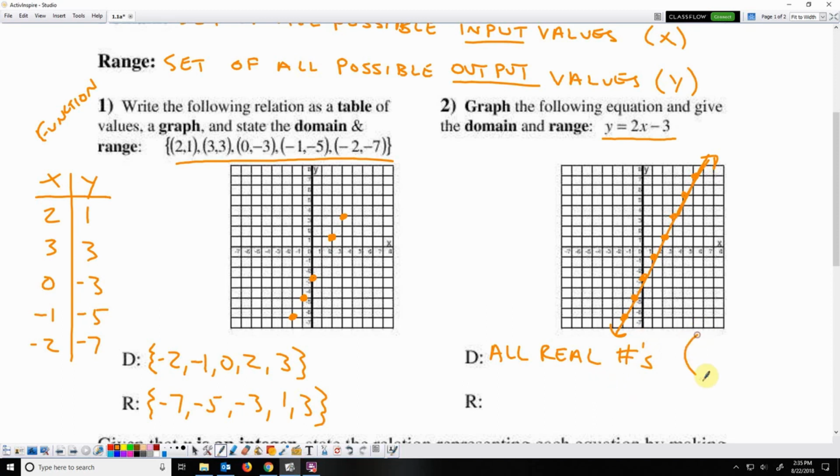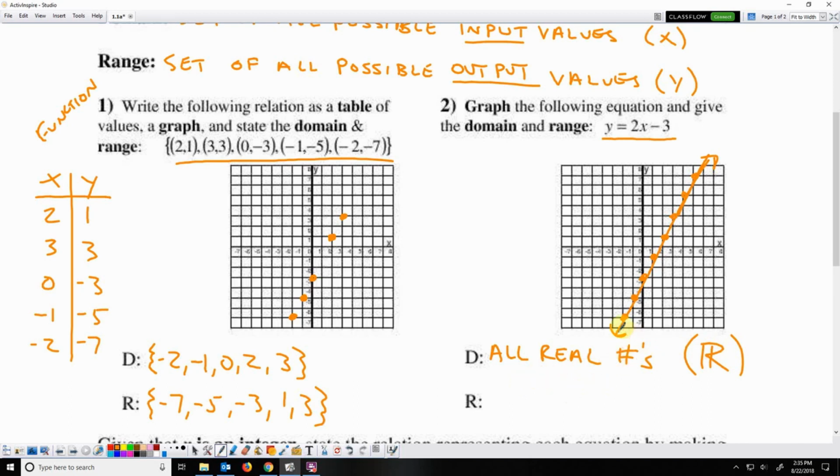And there is a shorthand for that. It's this symbol. So that symbol says all real numbers. Okay, so we can just use that symbol from now on to tell that it's real numbers.